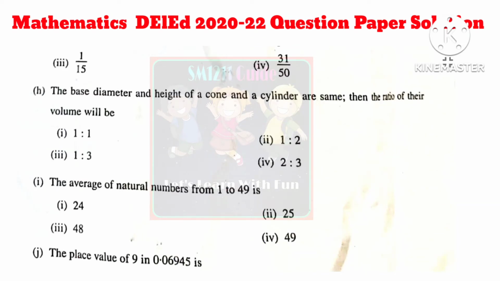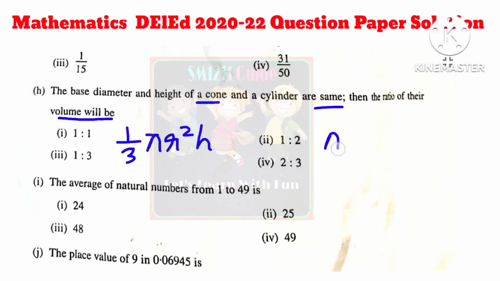Next question. The base diameter and the height of a cone and cylinder are the same. Then the ratio of their volumes will be. So we are asked to find out the ratio of the volumes. So the volume of a cone is 1 by 3 pi r square h, and for the cylinder, if we find out, that is pi r square h.